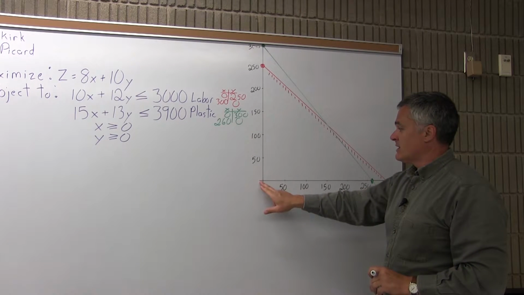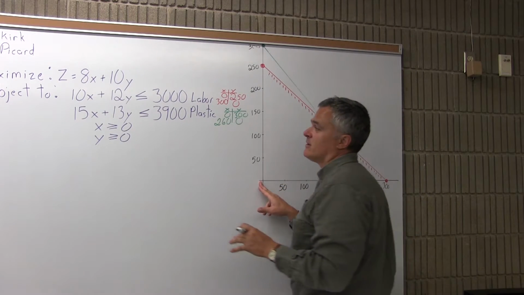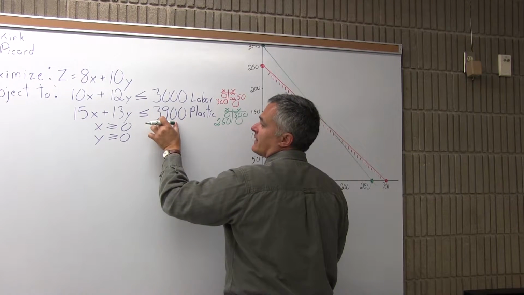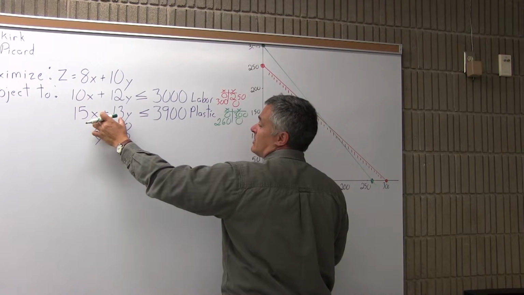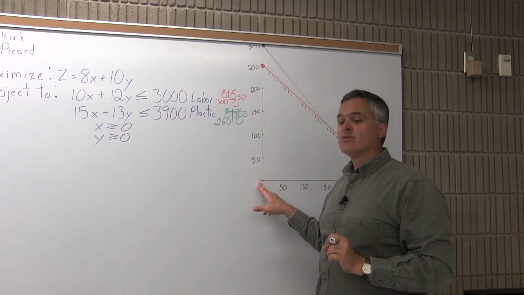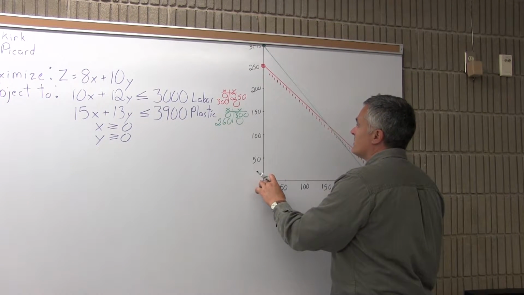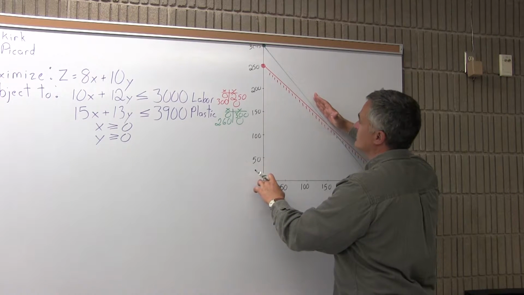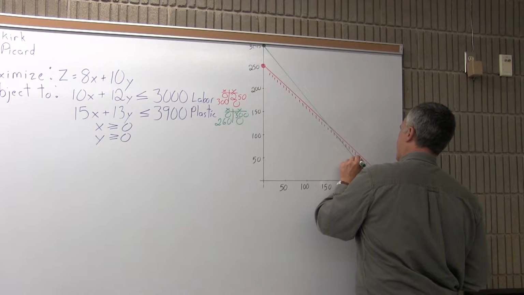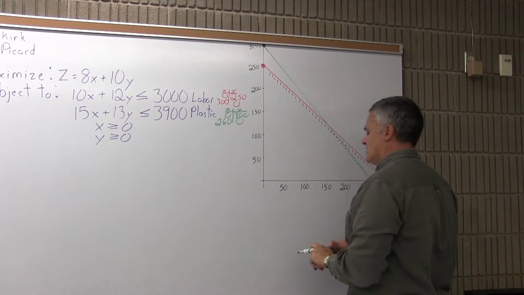I can use the test point 0, 0, since it's not on the line. I see if the result I get from using 0 for x, 0 for y gives me a true or false result in the constraint that I'm graphing. So I get the result 0 is less than 3,900. Definitely true. So my test point was on the underneath portion of the green line. The result is true, so it's the underneath portion of the green line that's shaded. And I won't even continue to shade above the red line.